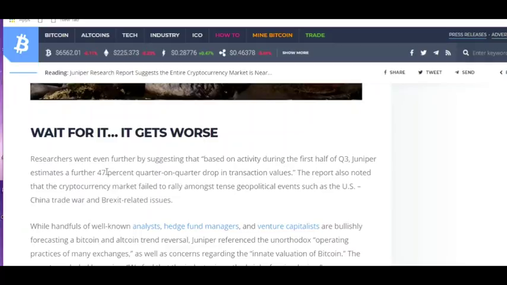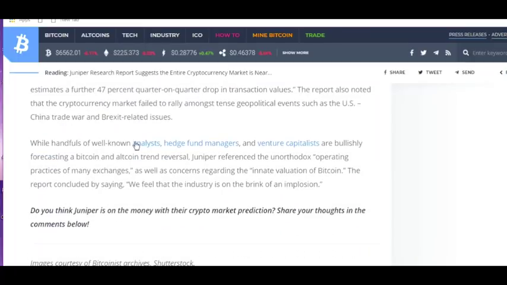The report also noted that the cryptocurrency market failed to rally amongst tense geopolitical events such as the US-China trade war and Brexit-related issues, while handfuls of well-known analysts, hedge fund managers, and venture capitalists are bullishly forecasting a Bitcoin and altcoin trend reversal. Juniper referenced the unorthodox operating practices of many exchanges, as well as concerns regarding the innate valuation of Bitcoin. The report concluded by saying, "We feel that the industry is on the brink of an implosion."